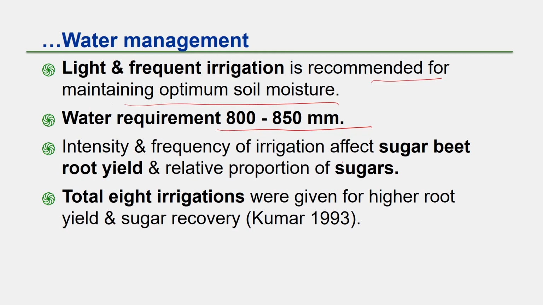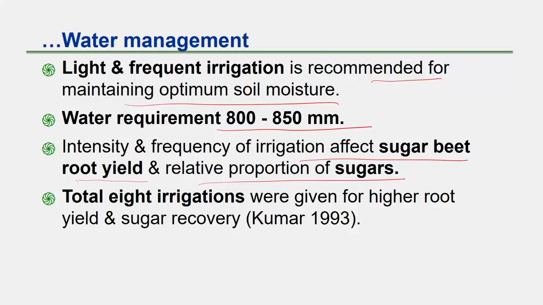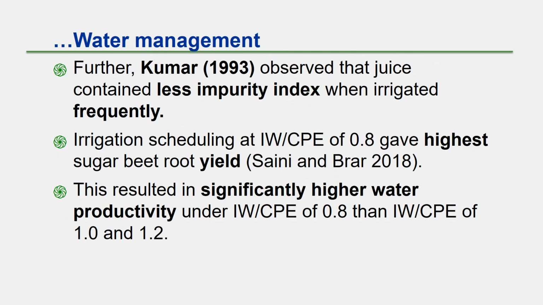Intensity and frequency of irrigation affect sugar beet root yield and relative proportion of sugar. So, both productivity and quality of sugar beet are influenced by irrigation. A total of 8 irrigations were given for higher root yield and sugar recovery. Further, Kumar 1993 observed that juice contained less impurity index when irrigated frequently. So, they found that frequent irrigation improves the juice quality.